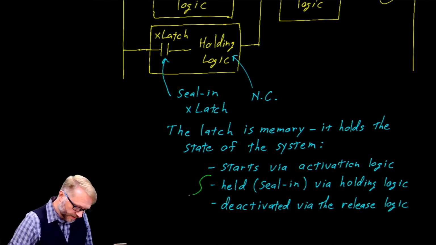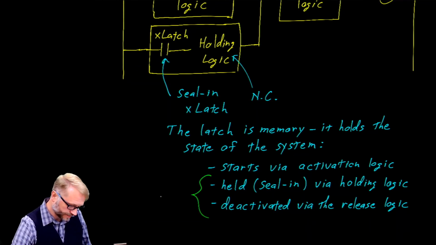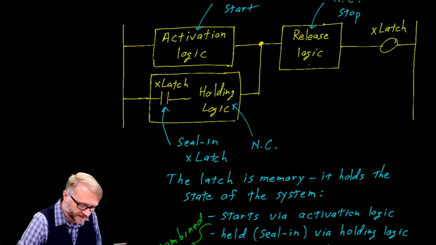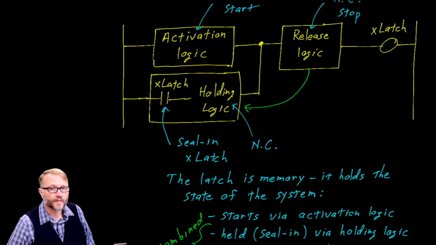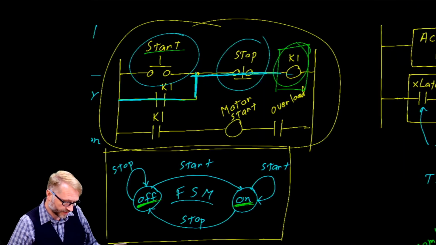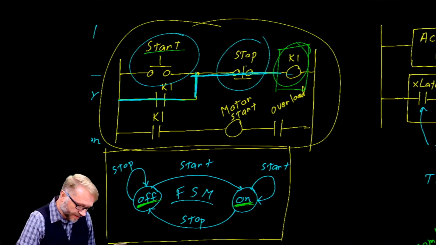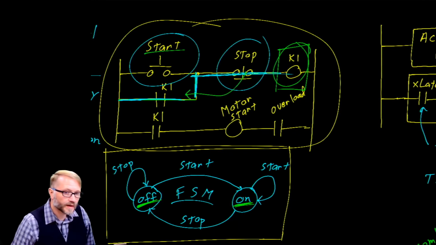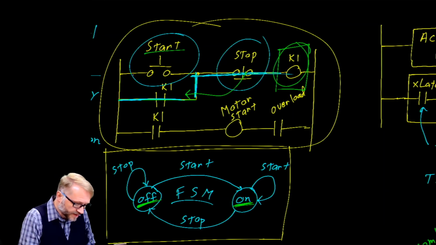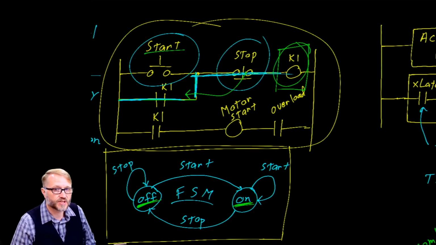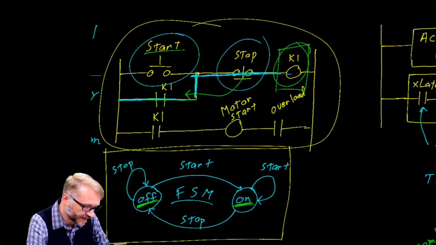We should make a note. These two can be combined, which is to say, this release logic could be moved down here to this branch. And while that works, you have to be careful, because in some situations you can end up in an unsafe condition. For example, if you were to move the stop button down here, and if the operator pushed both the start and stop button at the same time, what would happen is the start button would override and the machine would continue to run. So you gotta watch out for that.